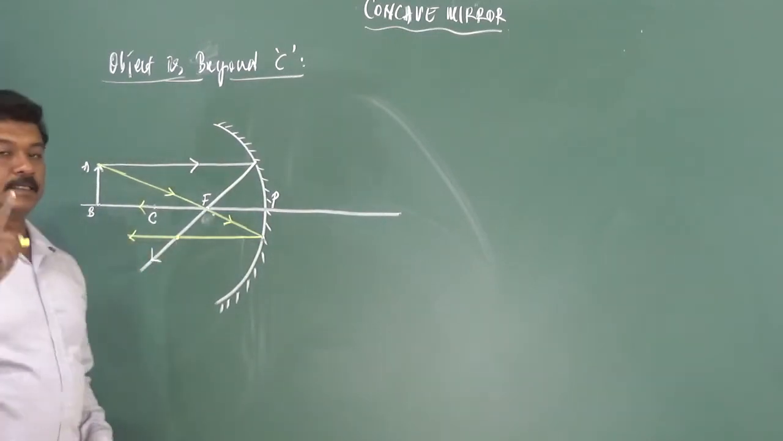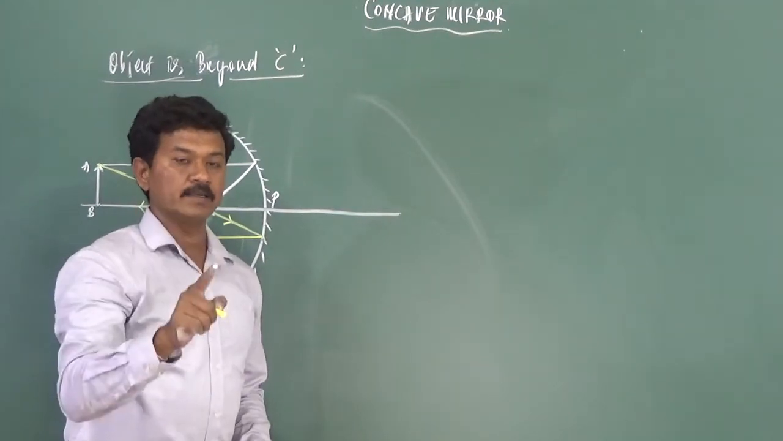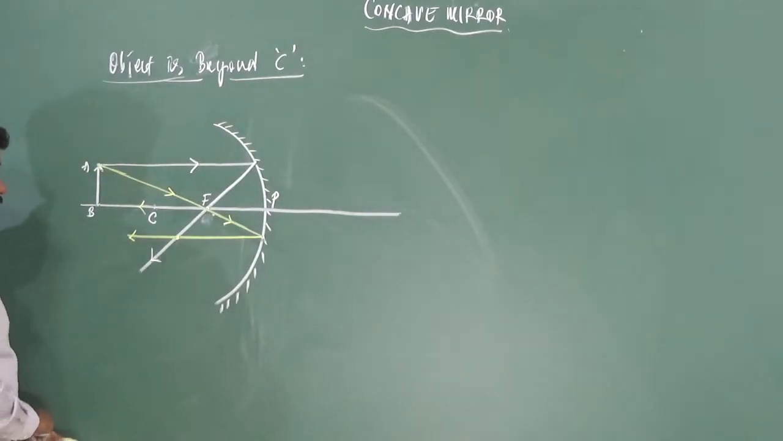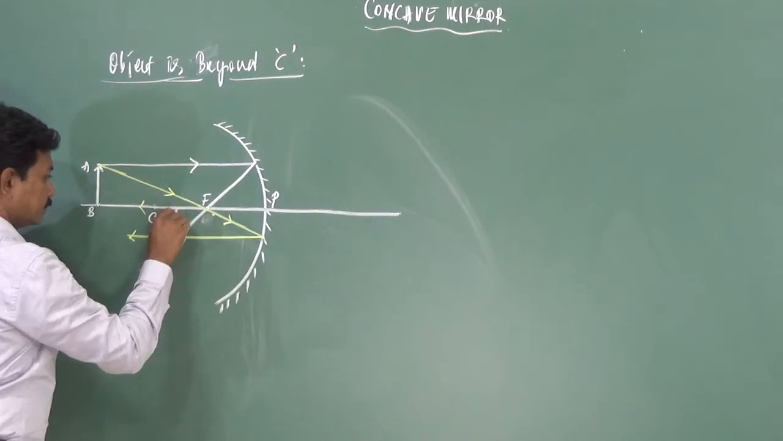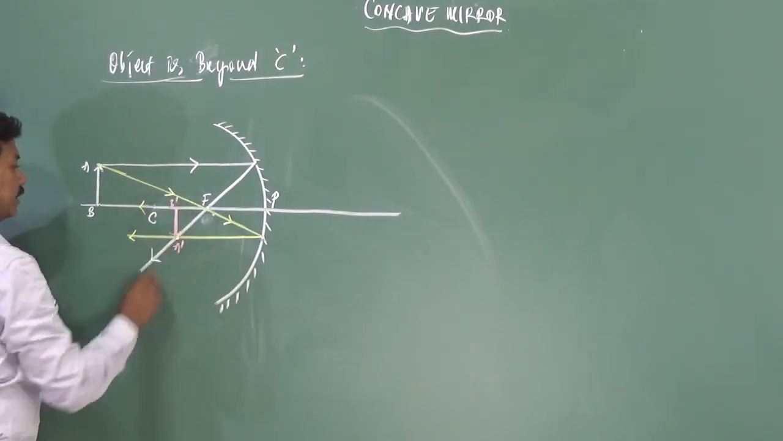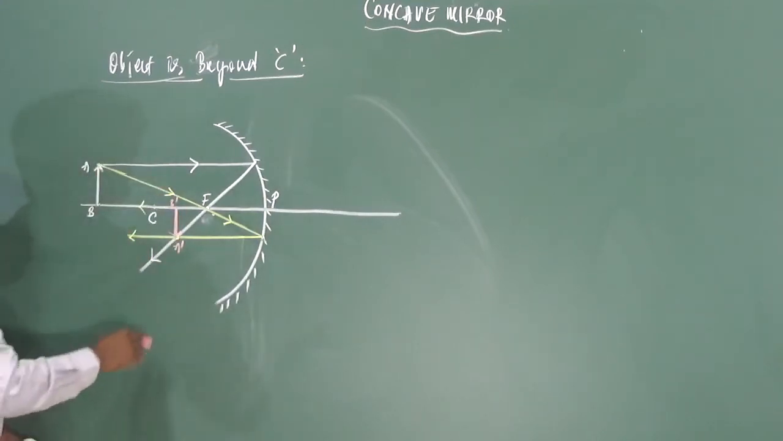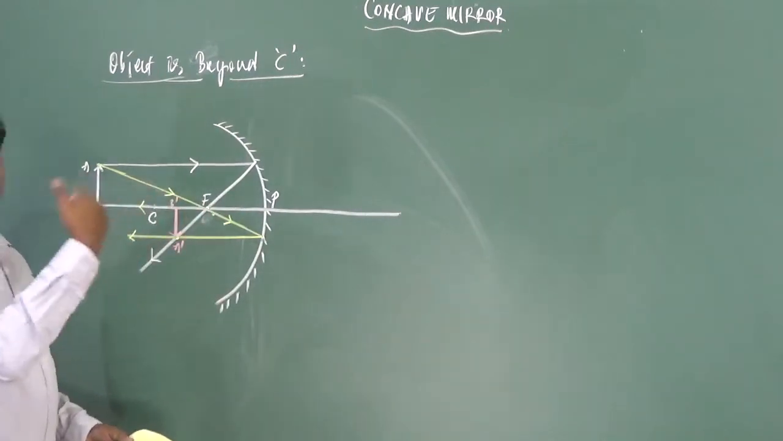As I told you earlier, the image is formed where the two light rays actually meet. So here the two light rays actually meet at this point. Therefore this image will be like this. This is A dash and this is B dash. So this image is formed here in this manner. This is the image of the object which is placed beyond C.